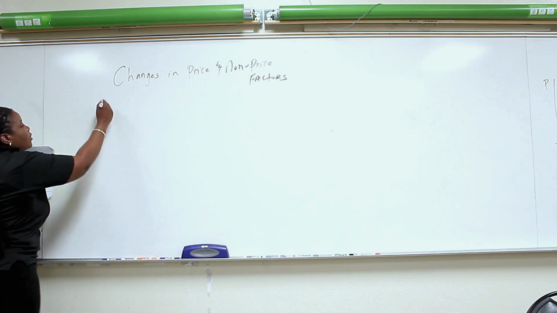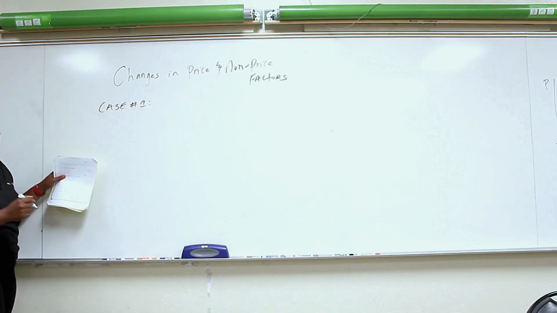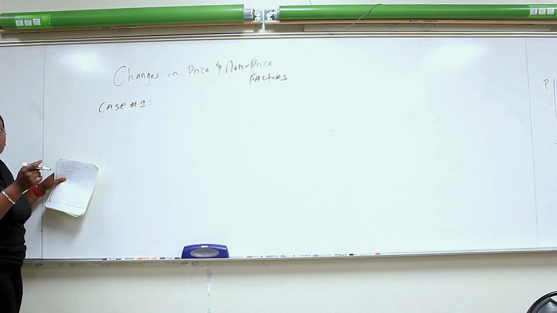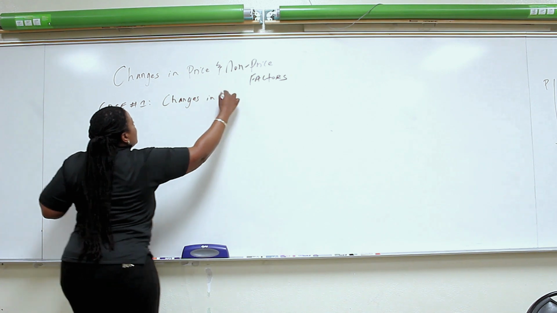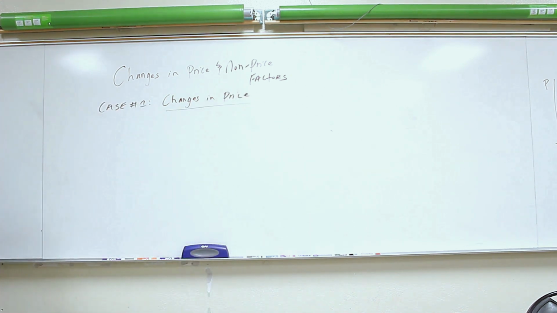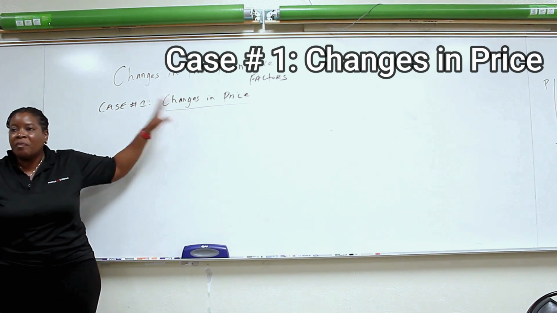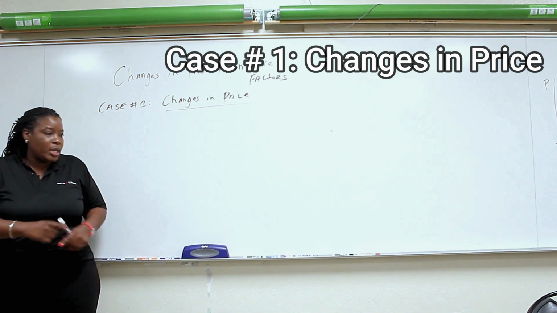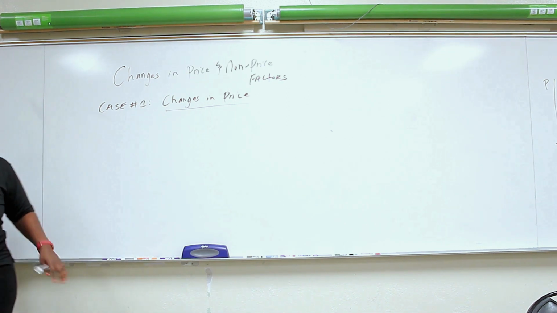So, let me start off with case number one. When there's a change in the price of the good, we want to see what it looks like. So here, we're going to look at changes in price. Now, this change in price is very specific. We mean a change in the price of the good in question today.